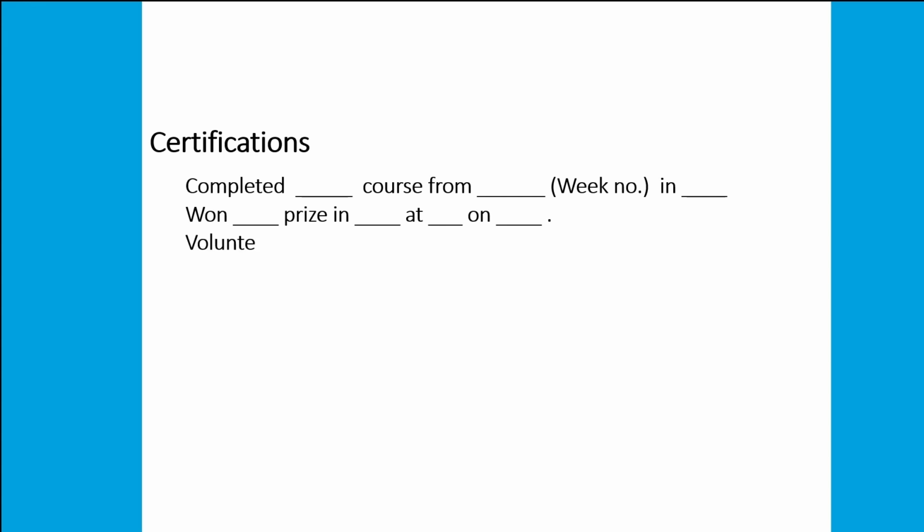For certificates, simply write successfully completed some certification from some university on some date. Now, it's important to put in brackets the duration of the course. Similarly, for winning, write 1st prize in some competition in some year.